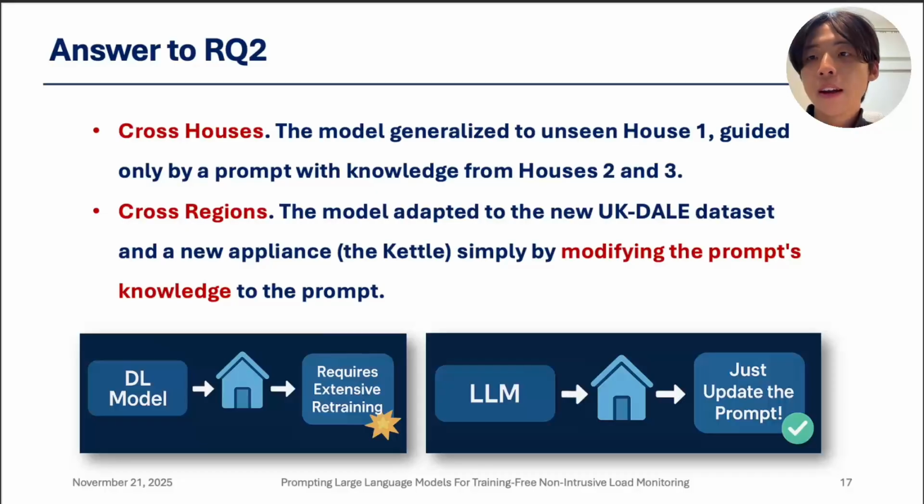And across regions, we then move to UK-DALE in the UK, where the appliance set is different. It has the kettle. We only update the appliance description in the prompt, the knowledge injection, and the large language model can still identify the kettle's usage pattern. It's very simple. Large language models behave as kind of plug and play.